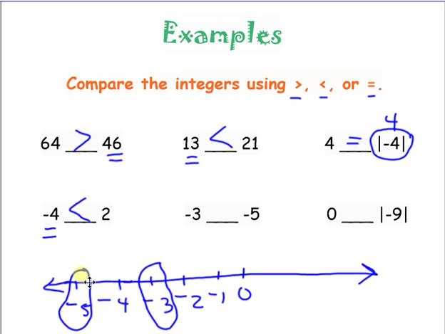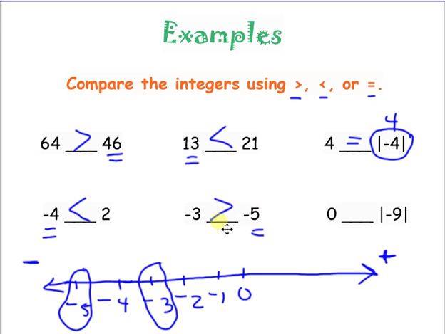Again, think about money. Which would you rather have me take away from you? $3 or $5? You should say $3 because if I took away 5, I'm taking away more money. And remember, the farther you go this way, the smaller the numbers get. The farther you go this way, the bigger the numbers get. So -5 is the smallest, and you want to choose the sign with the little tip pointing to the -5.